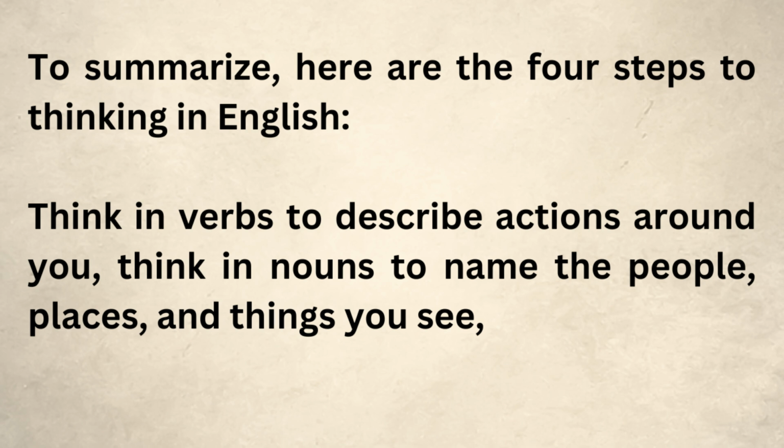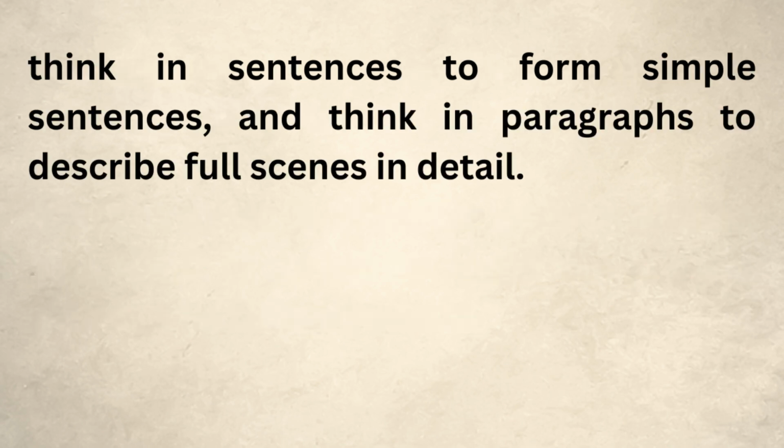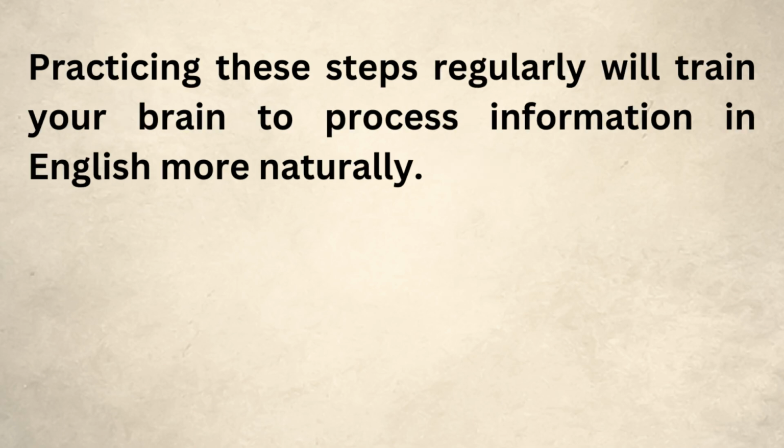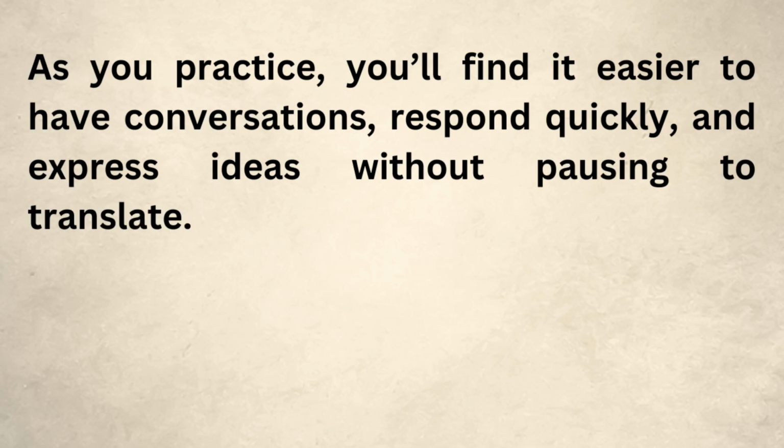Think in verbs to describe actions around you. Think in nouns to name the people, places, and things you see. Think in sentences to form simple sentences, and think in paragraphs to describe full scenes in detail. Practicing these steps regularly will train your brain to process information in English more naturally. As you practice, you'll find it easier to have conversations, respond quickly, and express ideas without pausing to translate.